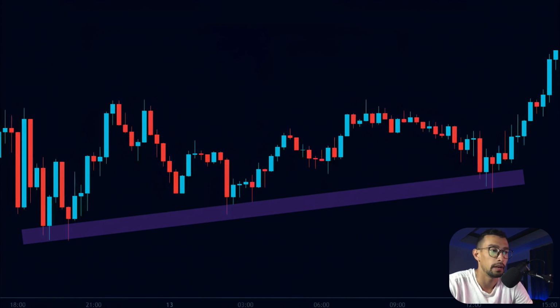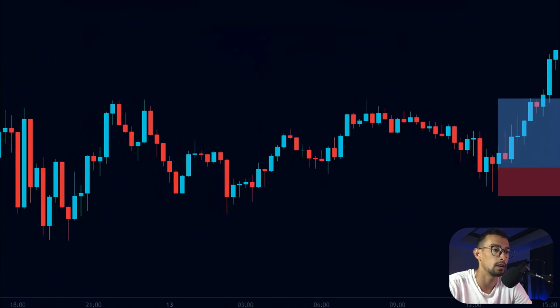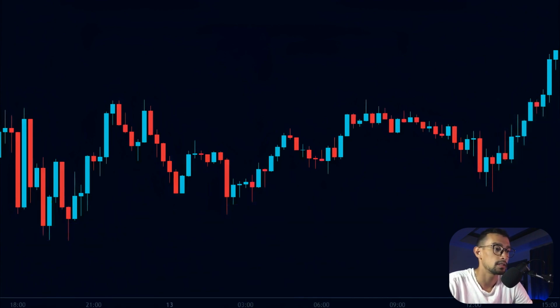So we buy here. We will keep our stop loss below the trend line and we can keep our targets at the previous highs, as you can see. So the price gave a strong move after our entry. Let us now look at the sell trade.